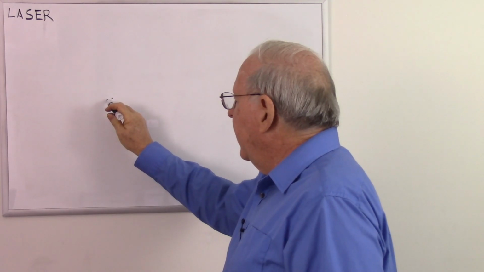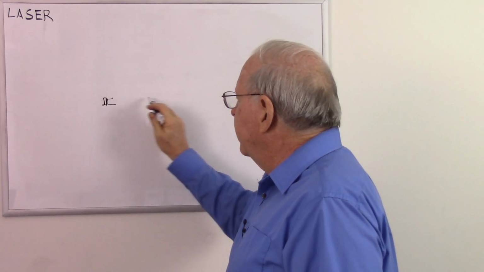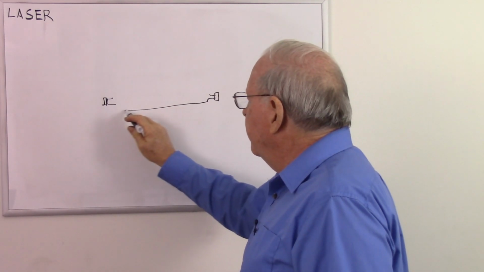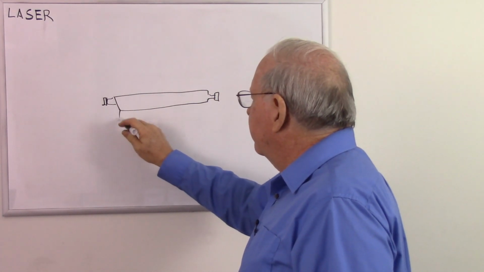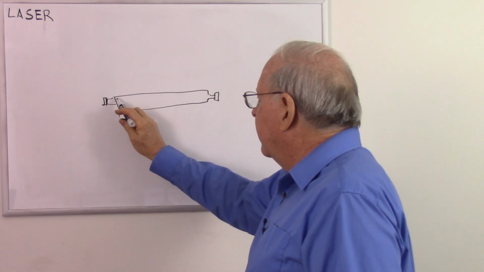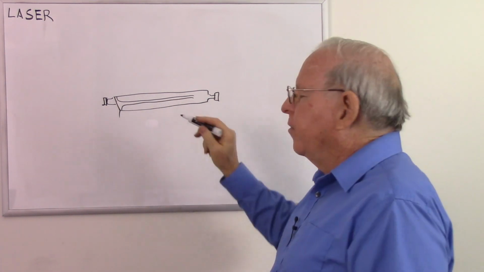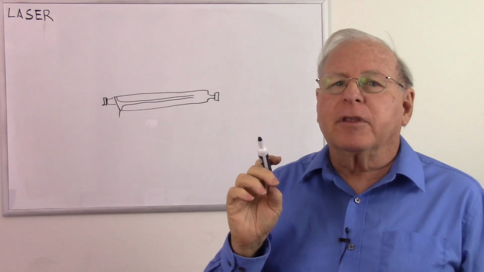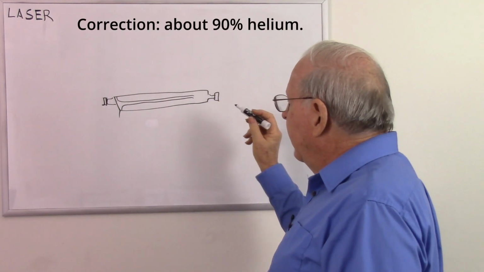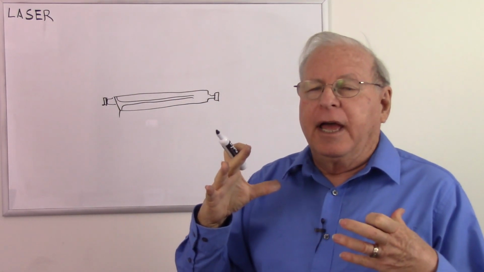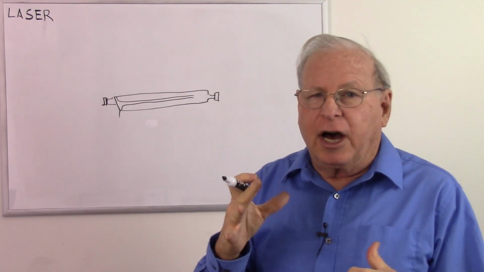We have a mirror on this end and a mirror on that end, and our tube has our electrodes here, and I'm not going to draw them exactly, but inside is what they call a capillary tube. And this is filled with a mixture of mostly neon with a little helium. And basically it's a neon laser. So the light it produces is going to be a light particular to neon.